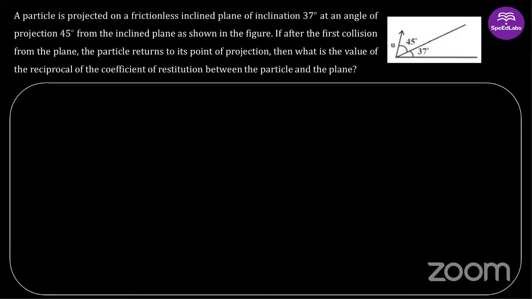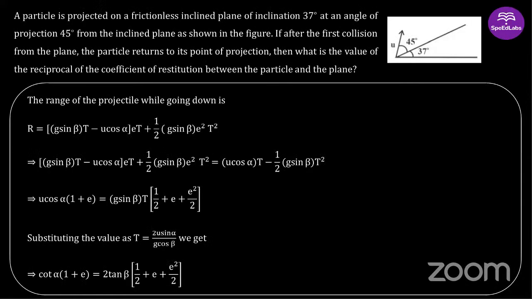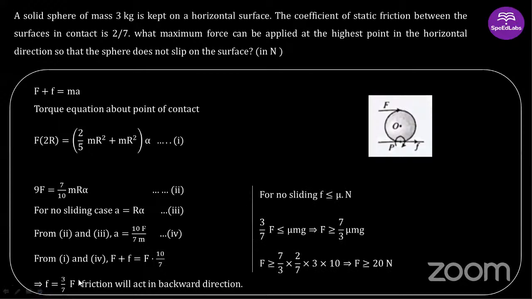It says F is greater or equal to 20. One second, let's check the solution. Yeah. So they are saying that F plus f is equal to mass into acceleration. Friction will act in the same direction so that no slipping takes place. Okay, so F should be greater than 20, but there will be an acceleration, no?